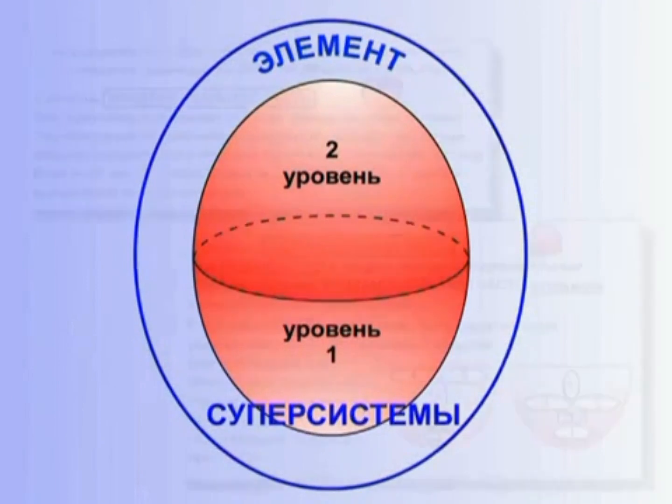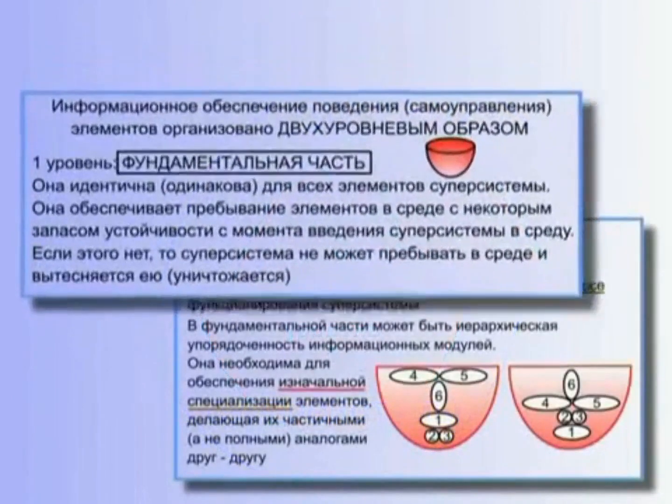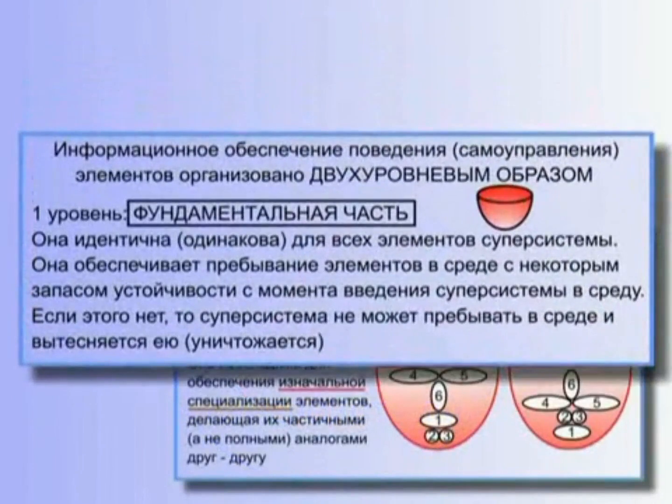That is, self-management is organized in a two-level manner. Here is the first level, the lower part of the egg, which is identical and the same for all elements of the supersystem, meaning this lower half of the egg is the same for all elements of the supersystem. And it provides the presence of elements in the environment with a certain reserve of stability from the moment the supersystem is introduced into the environment. If this is not present, then the supersystem cannot exist in the environment and is displaced by it, meaning it is destroyed. This is the purpose of the fundamental part.